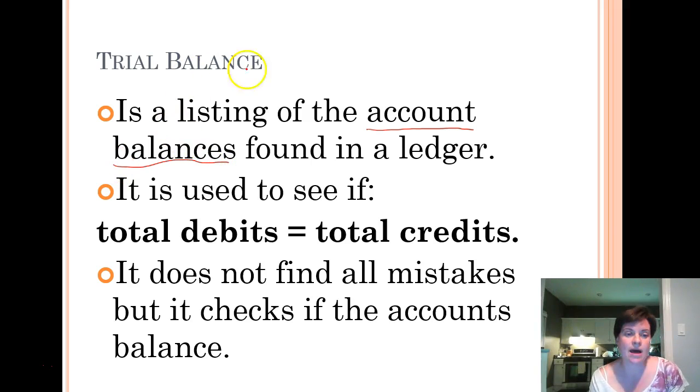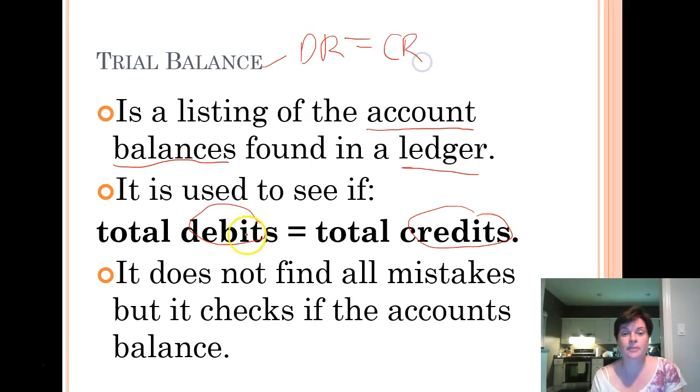So a trial balance is a form. It is a listing of all of our account balances found in the ledger, okay? And it's used to see that the total debits equal the total credits. So the point of the trial balance, this is the whole point of it, debits equal credits. That's the whole point of the trial balance.